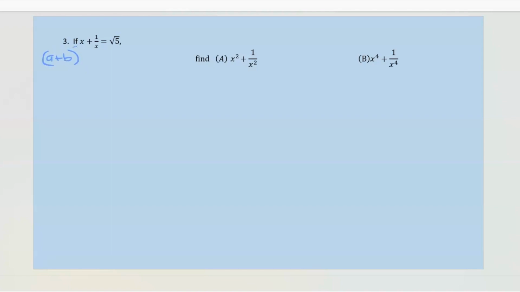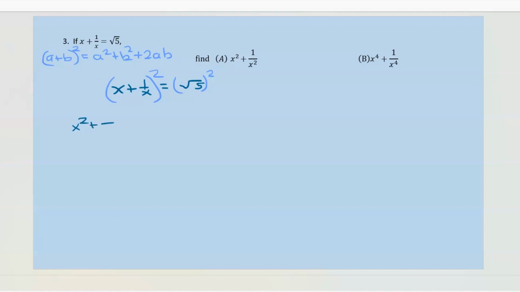(a plus b) whole square equals a square plus b square plus 2ab. And again, I am trying my best with the handwriting, so. Okay, that's a b. Let's write the formula. x plus 1 over x equals square root 5. Okay, then we're going to be whole squaring both sides. And then we're going to write the whole formula.